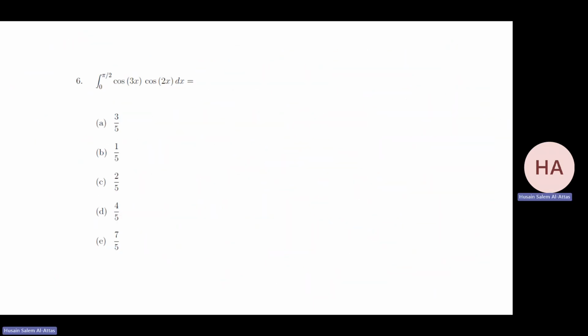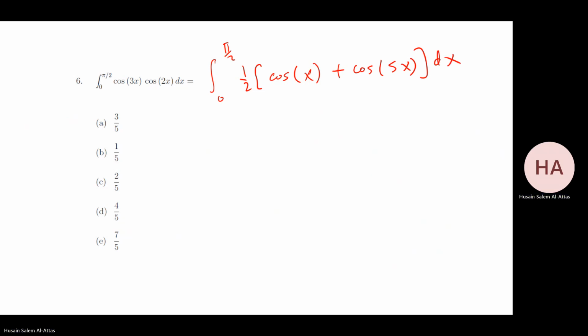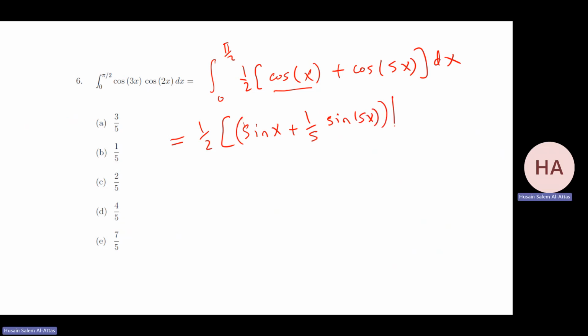That was the last one, yes. That will be the integral from 0 to pi over 2 of half cosine the difference, which is cosine x, plus cosine the sum, which is 5x, dx. That gives me half the integral of cosine x. The integral of cosine x is sine x, plus 1 over 5 sine 5x, from 0 to pi over 2.